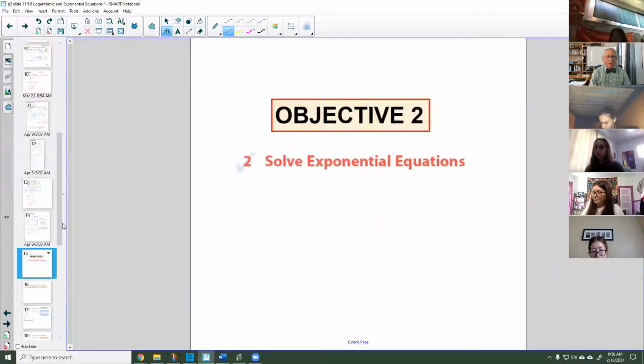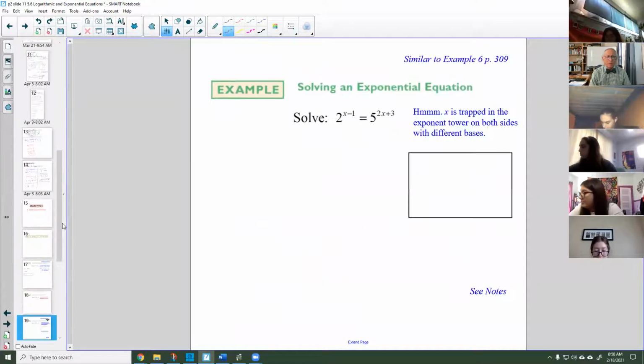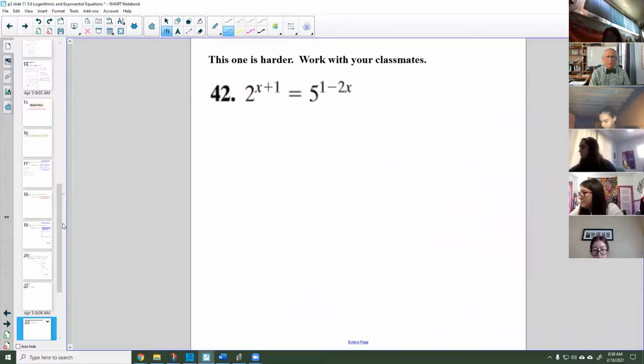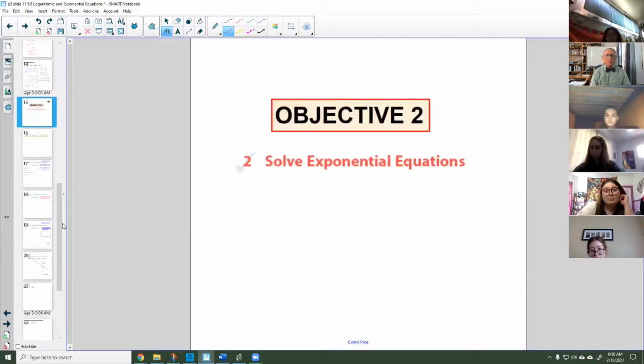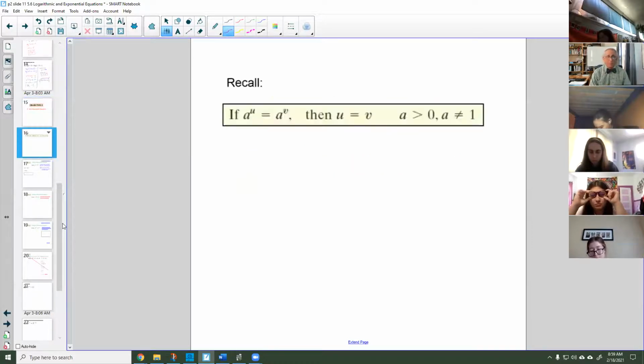Okay, so let me think here. Yeah, we'll introduce you to this here. Okay, so we can use our properties of logarithms to solve logarithmic equations, but we can also use our properties of logarithms to solve exponential equations. An exponential equation is an equation where the variable is an exponent.